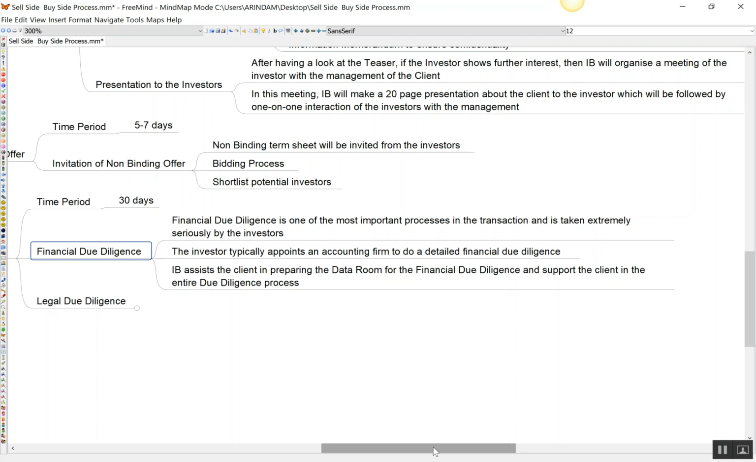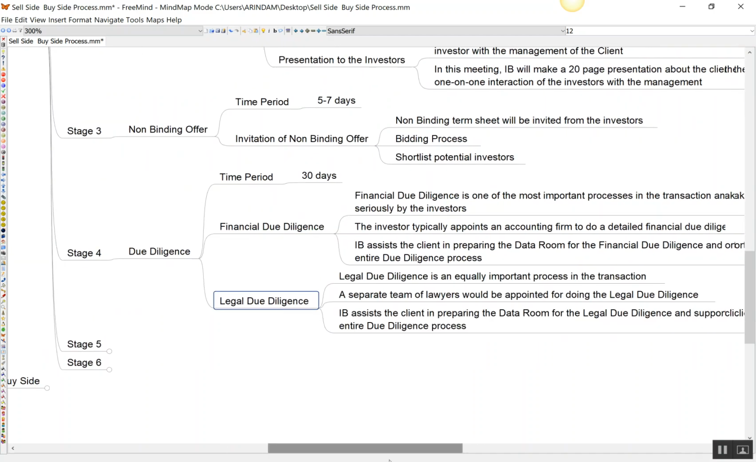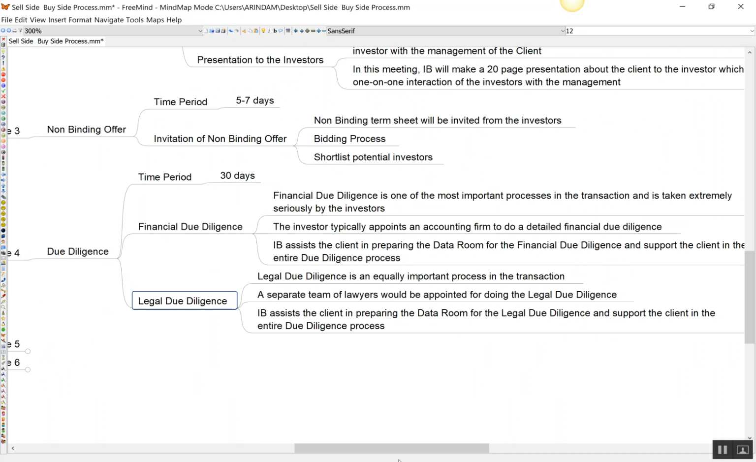Then comes the legal due diligence part, where legal due diligence is an equally important process in the transaction. A separate team of lawyers would be appointed for doing the legal due diligence.